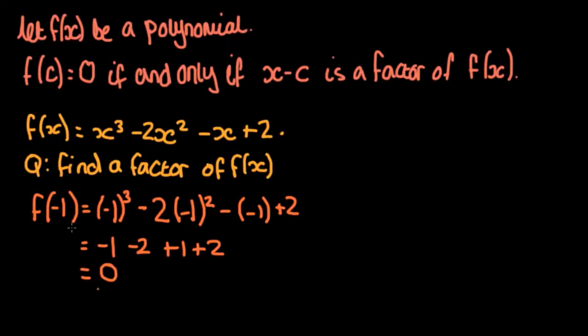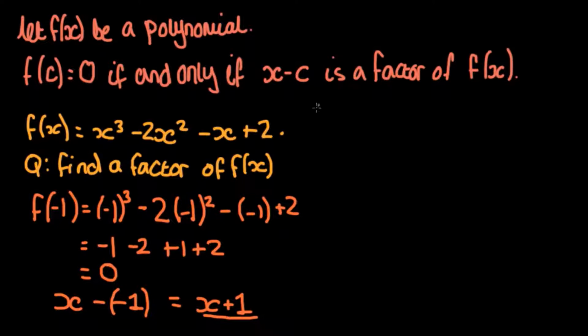So by the factor theorem, if f of c equals 0, then x minus c is a factor of f of x. So in this case our c is minus 1, so therefore we know that x minus minus 1 is a factor of f of x, which we can also write as x plus 1. So therefore we found a factor of f of x by using the factor theorem.